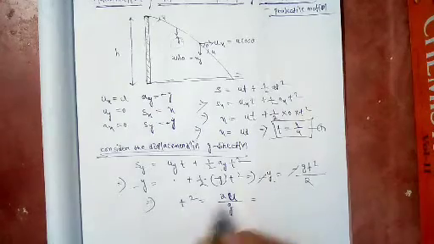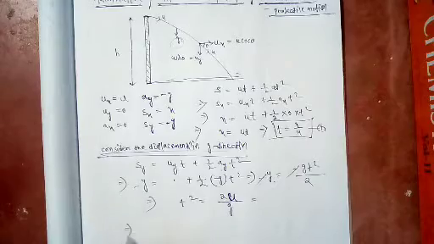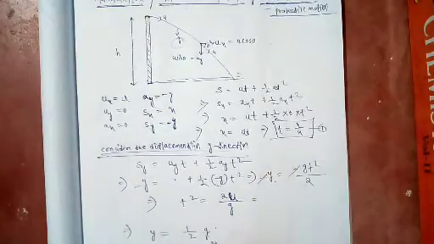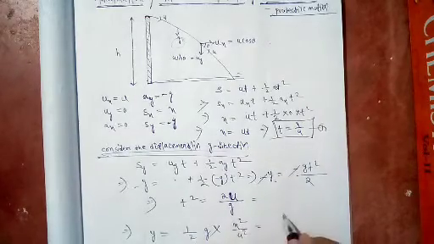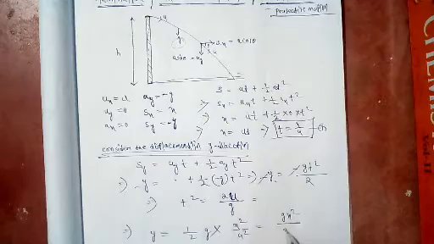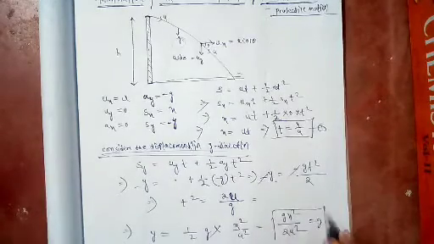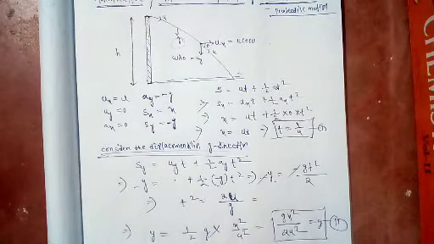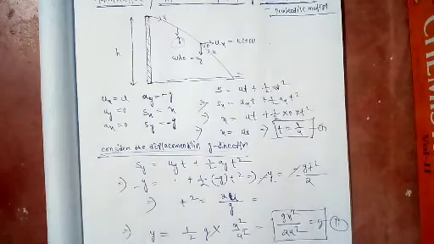Also we will replace t: y is equal to half g, and in place of t we write x square upon u square, that is g x square by 2u square, that is y. Both the above equations represent the equation of the trajectory of the projectile.